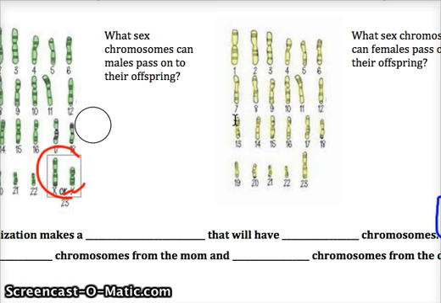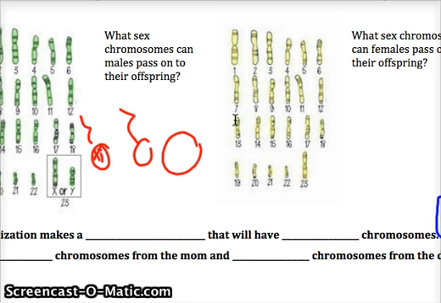If these X and Y didn't separate, remember half of them go to one sperm and half of them go to another? So one sperm might have the X and the Y, so that means the other sperm didn't get anything. If that happens, then you have a zygote that just has an X, one X. And that one's still a female, and usually not too many problems with that person.